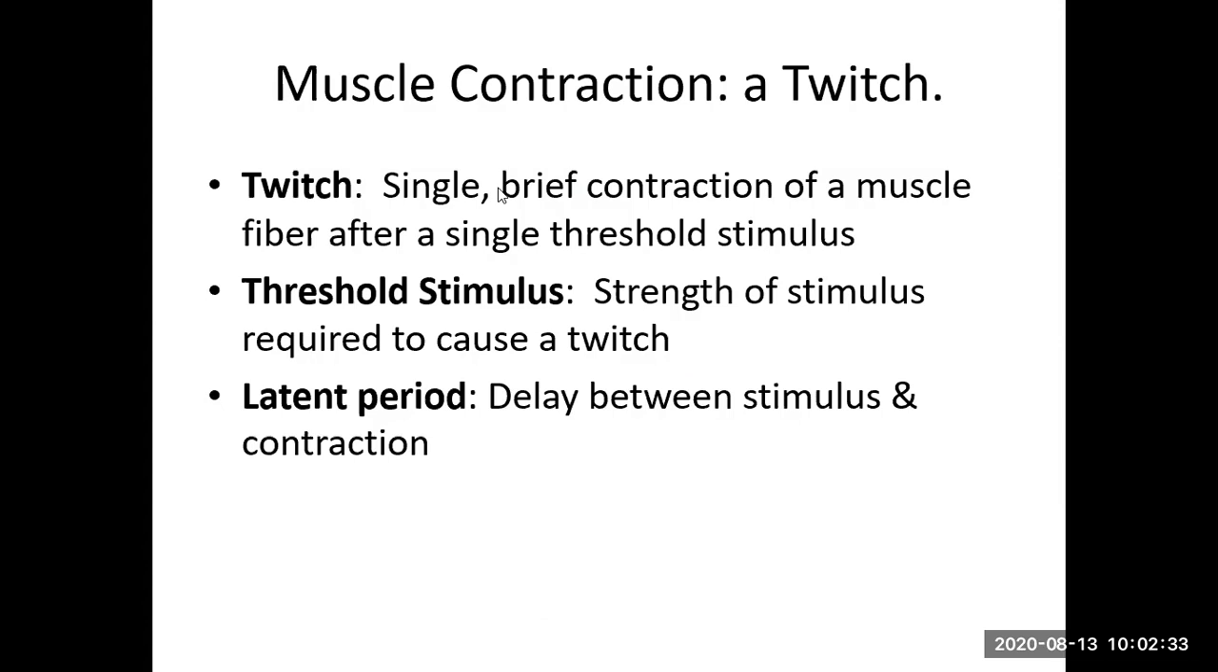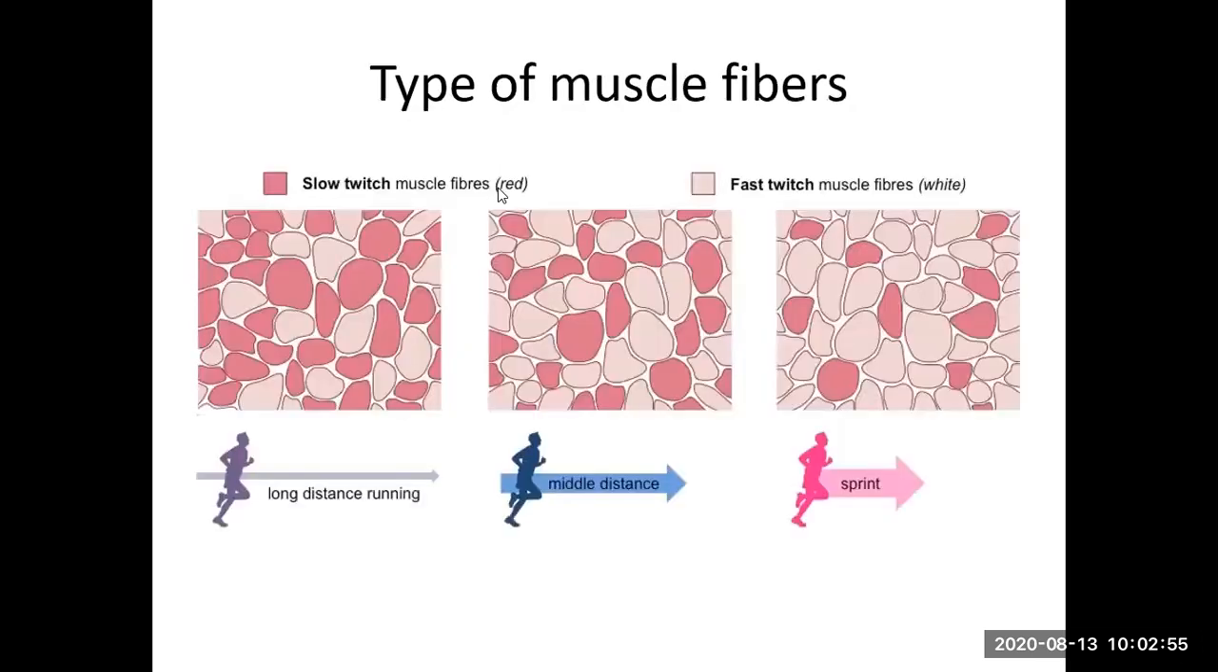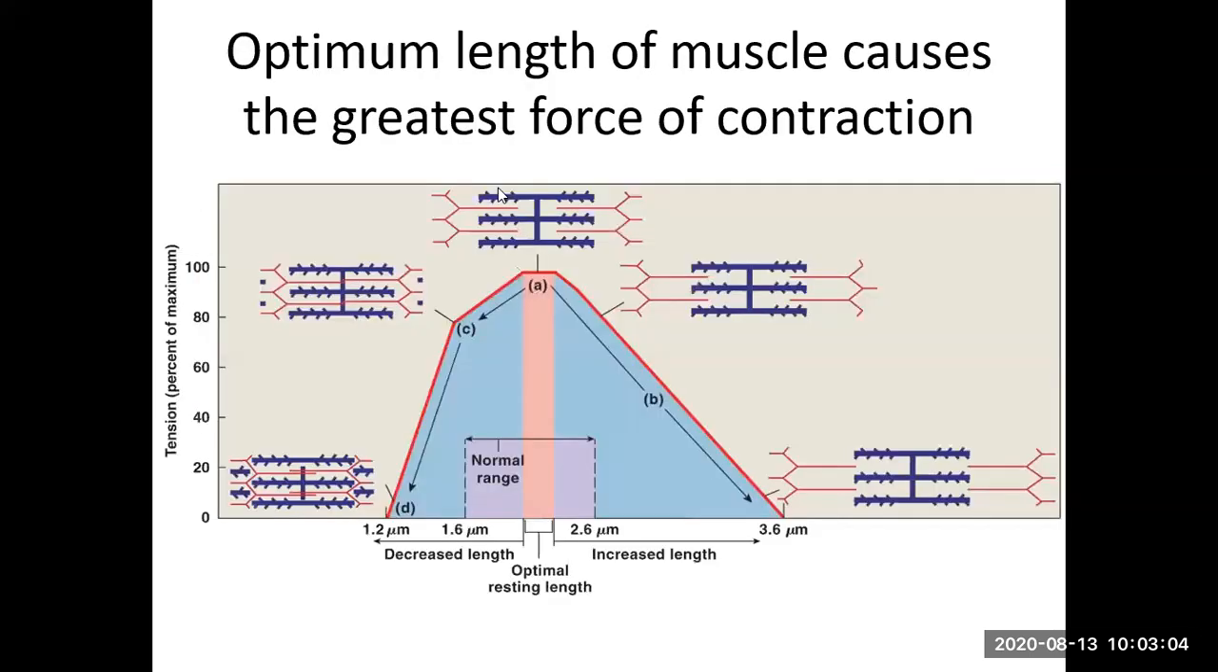So we have the twitch, a very brief contraction of the muscle from each excitation. That excitation has to be above the threshold, and there is a latent period between stimulation and contraction. Muscle has the fast twitch muscle and the slow twitch muscle. So it's just a different type of muscle.